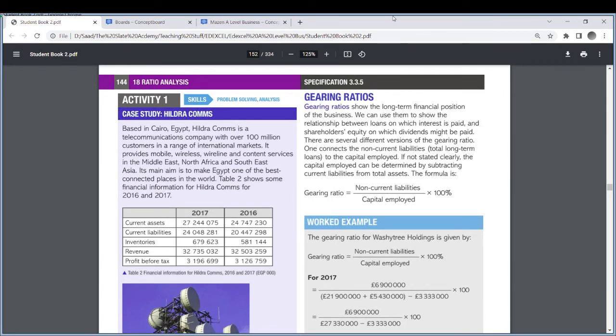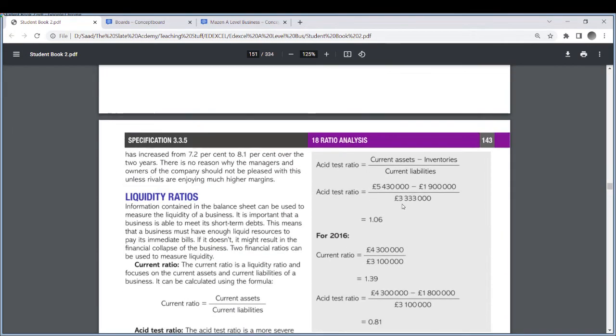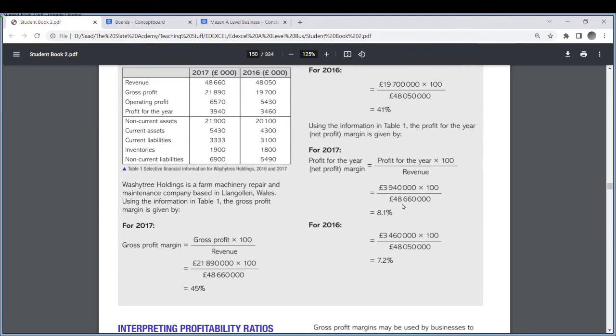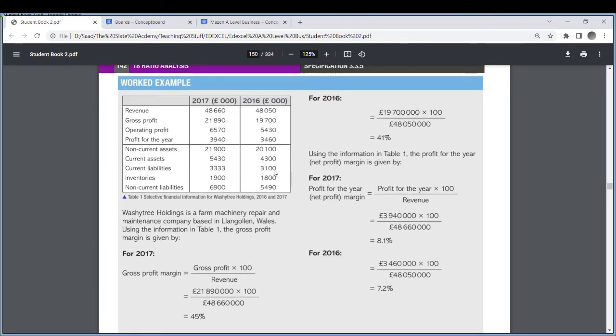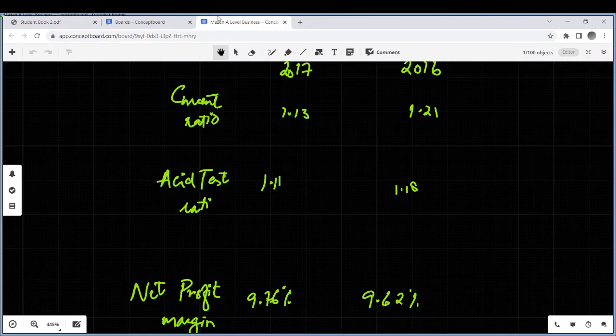The next ratio that we have got is gearing ratio. So gearing ratio is non-current liabilities over capital employed into 100. First, write this down. The gearing ratio is equal to, sorry, I will write it over here.